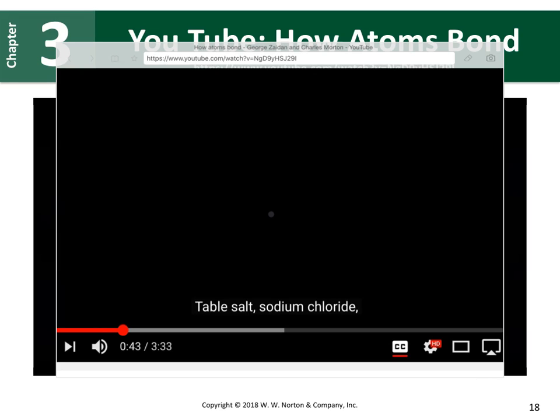Table salt, sodium chloride, is held together by ionic bonds. Every atom of sodium gives up 1 electron to every atom of chlorine. Ions are formed, and those ions arrange themselves in a 3D grid called a lattice, in which every sodium ion is bonded to 6 chloride ions, and every chloride ion is bonded to 6 sodium ions. The chlorine atoms never give the sodium atoms their electrons back.